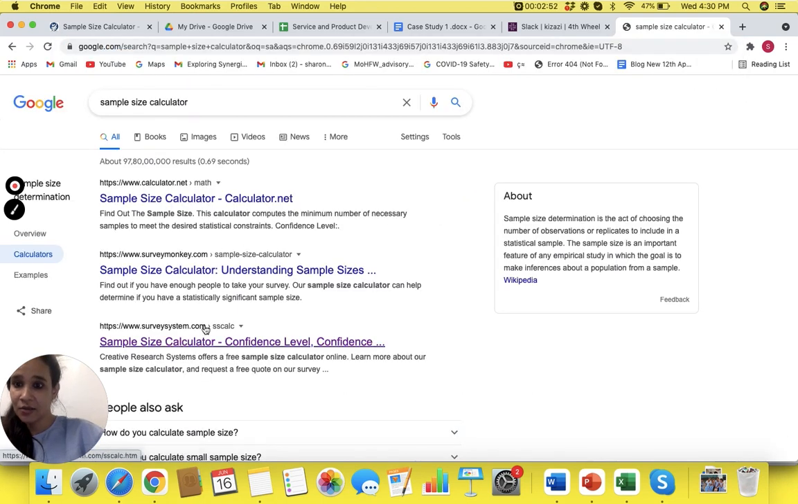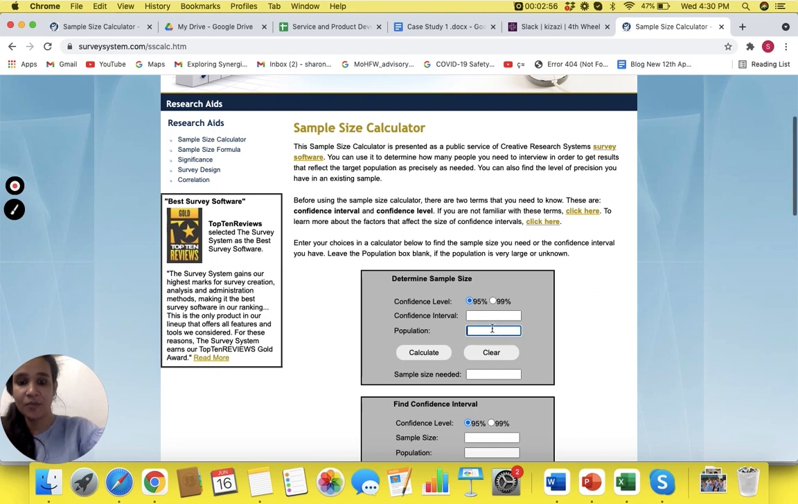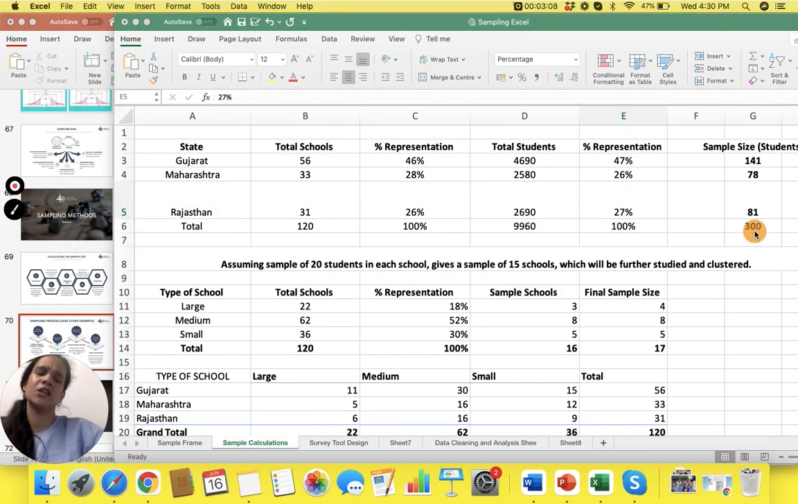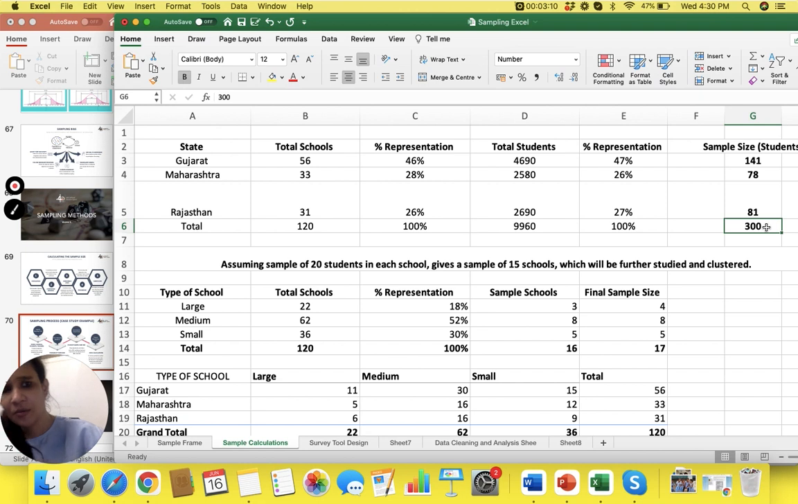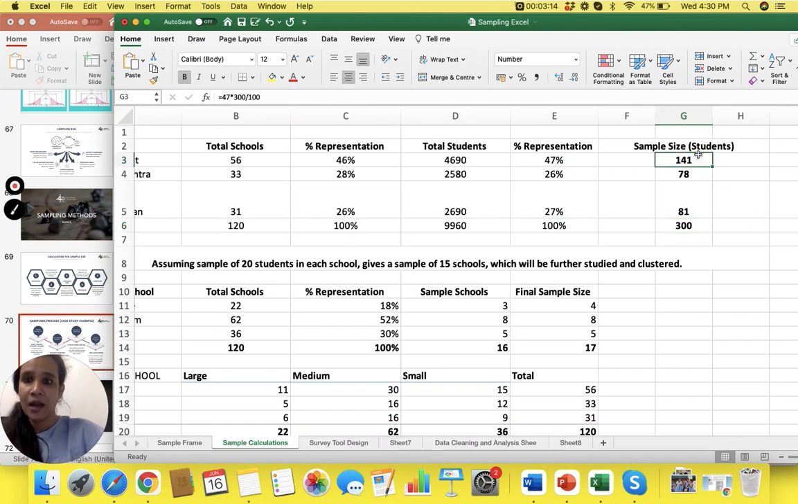Now, what we could do, looking at the sample size calculator, is put in 9960, as we learned in our last module. So our population is 9960. We want to keep a confidence interval of 5 and we calculate. So this comes to around 370. Now, owing to our budget constraints or what we've decided, we said we're going to take a sample size of 300.